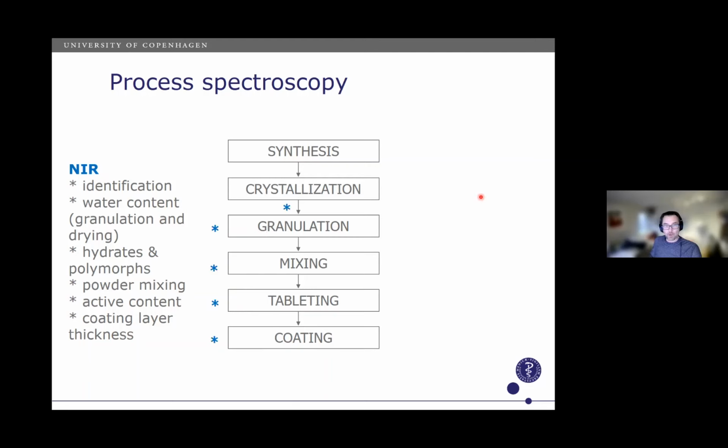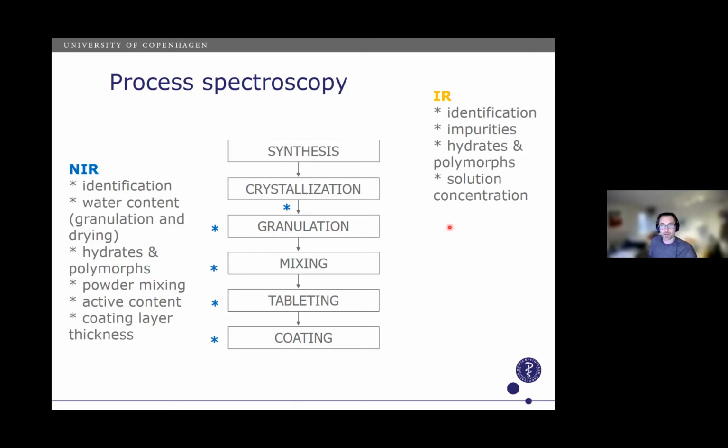We can pick up another analytical tool, for example infrared, and measurements can also be done in a process mode. Infrared is more specific. It has more narrow spectral features, so we can identify smaller amounts of impurities. And this is especially a useful tool for looking into solution concentration.